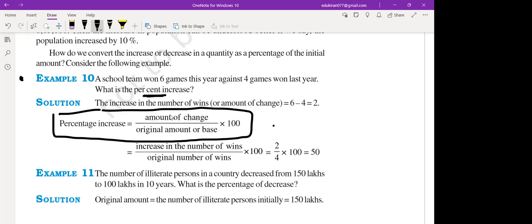Percentage of increase equals amount of change divided by original amount or base, multiplied by 100.